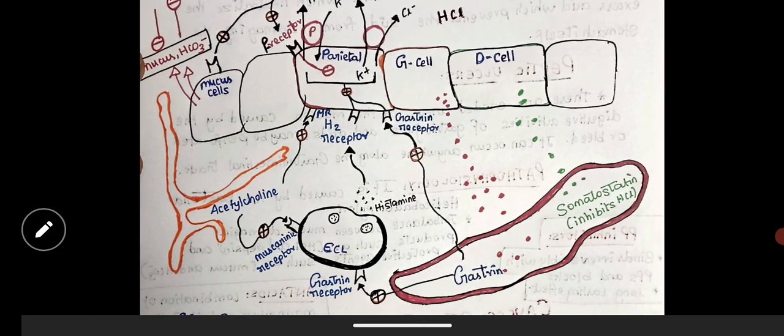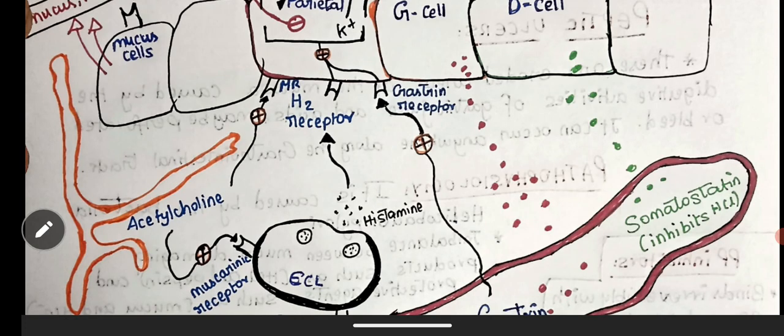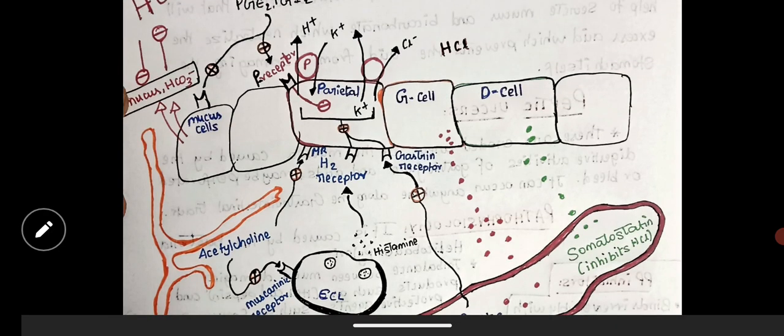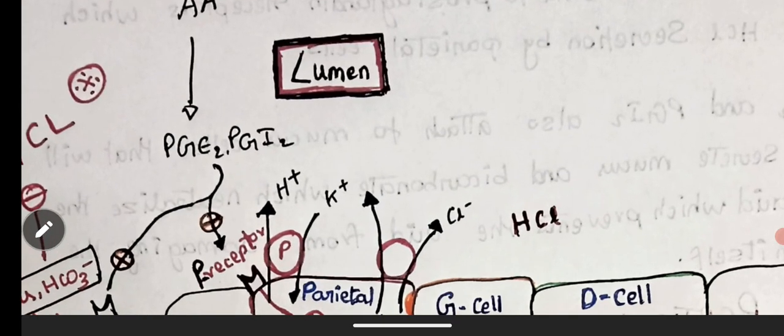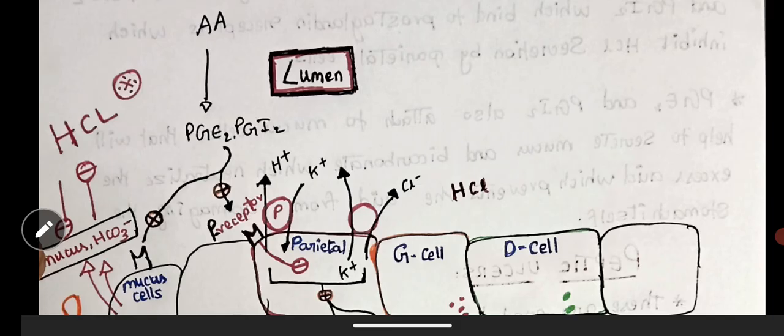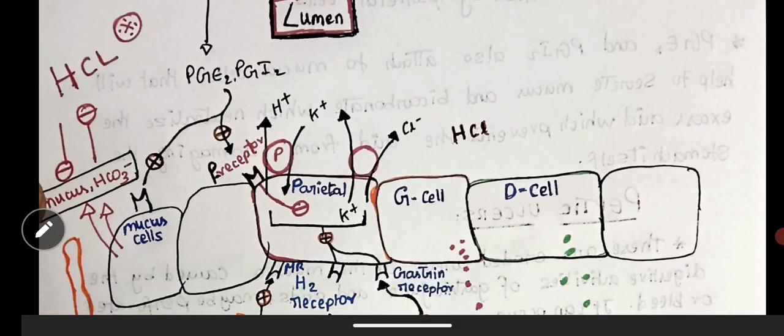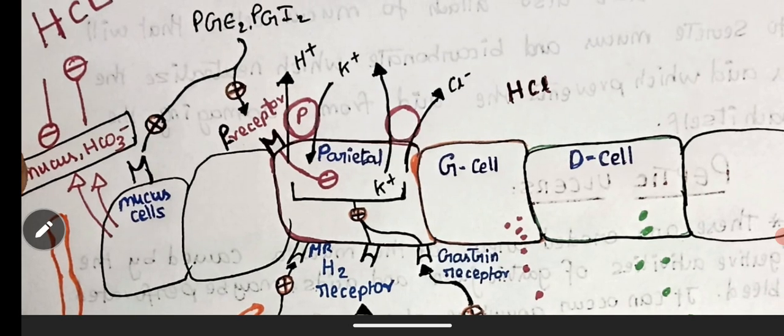Then we have the D cell, which secretes somatostatin, an inhibitory hormone. This is going to inhibit the process of HCl secretion. Then we have anti-inflammatory mediators such as prostaglandin, which is derived from arachidonic acid in the presence of the COX enzyme. This prostaglandin PGE2 and PGI2 is going to bind to the EP receptors present on the mucous cells and parietal cells. In parietal cells it inhibits HCl secretion, and in mucous cells it promotes the secretion of mucus and bicarbonate, which then inhibits the process of HCl secretion.